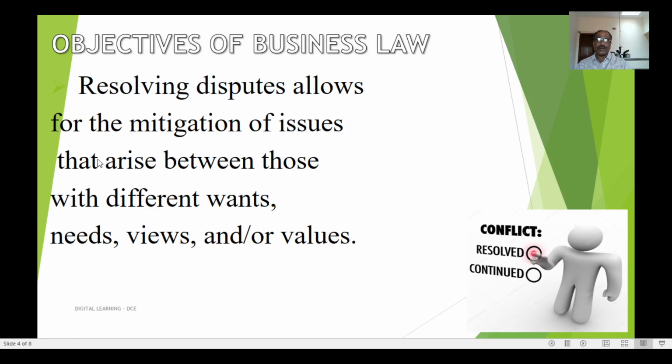The law prescribes the rules and principles, and according to those rules and principles we can take legal action. So if you take legal action accordingly, then the problems or disputes can be solved, and we can overcome the disputes between business people and customers.